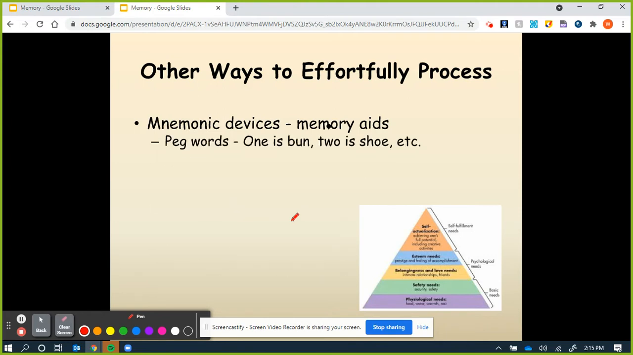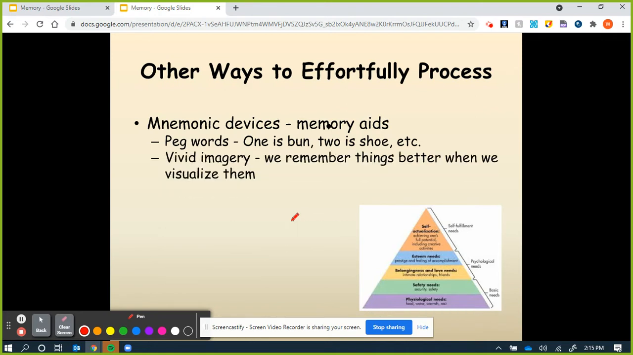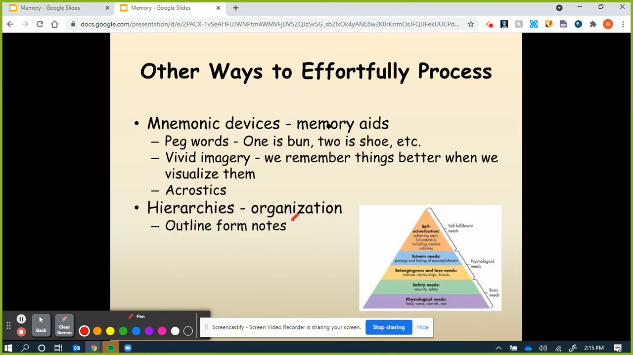Mnemonic devices are any sort of memory aids, right? And they love using terms from this unit on the concept application FRQs, just FYI. All right, so peg words, vivid image, these are all things they probably want to ask you about, so I'm not going to really go over them.